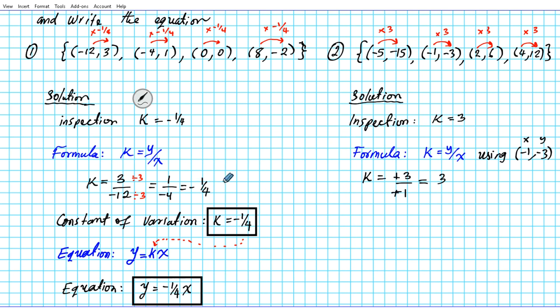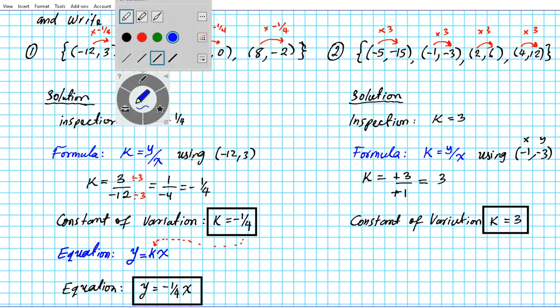In the first example, what did we use? We were using the first point, negative 12, 3. And here we chose the second point. It doesn't really matter. Alrighty, so this k value agrees with what we got by inspection. So let's write down our answer. The constant of variation, which is represented by the letter k, is 3. So to generate your y values, you multiply the x's by 3 every single time.